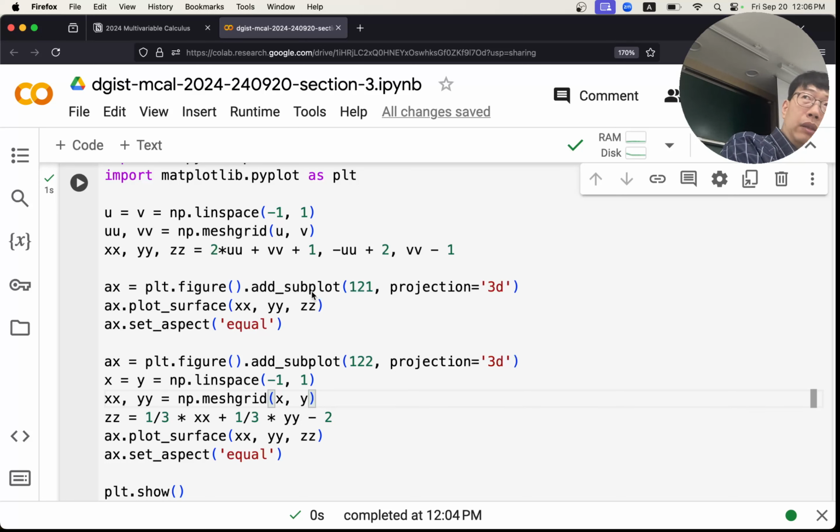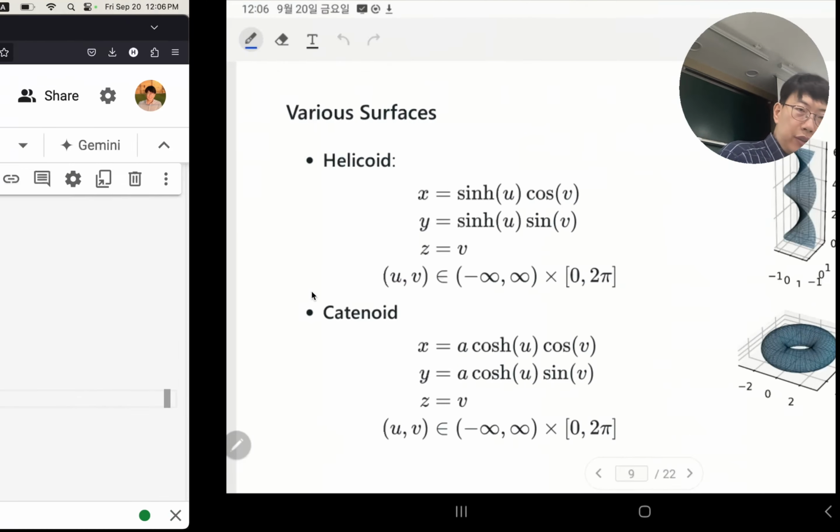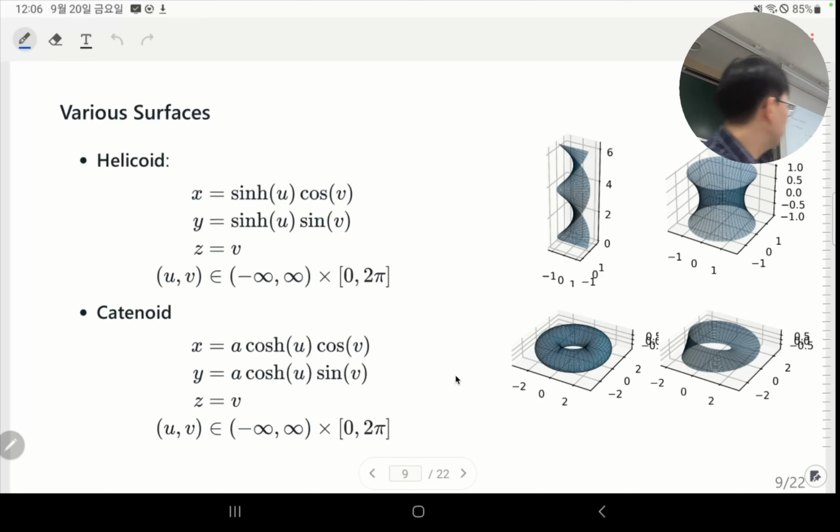I was thinking if I could go to the contour plot part. Okay, I don't want to rush, so let's try to practice this one, and then let's do the contour plot next time. So here are the various surfaces you can try to visualize.